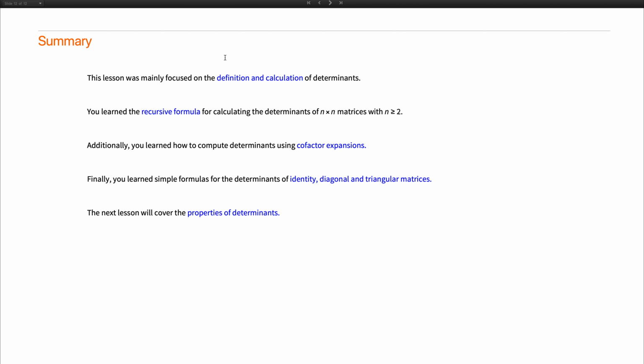Okay, so that brings me to the end of the lesson, and the point is that in this lesson we've only spoken about the definition and calculation of determinants. And there are two ways to do it. You can either use a recursive formula with the first row, or you can use a cofactor expansion. Of course, they're related. And the second one is much more general. And then using these ideas, we worked out simple formulae for determinants of identity matrices, diagonal matrices, and triangular matrices.